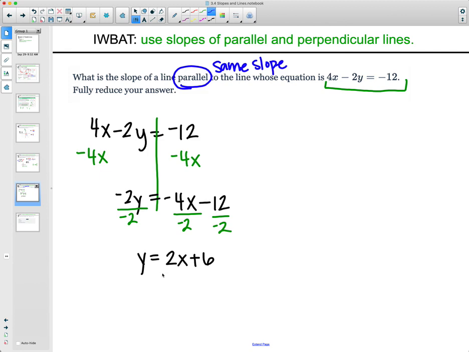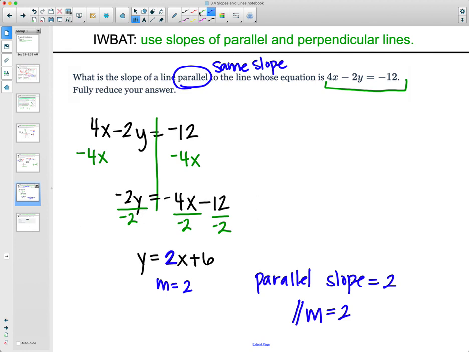So then we'll identify the slope here. Remember, the slope is the number in front of the x. So our slope of this line is 2. So a parallel slope is going to be the same, and it's going to be 2. Sometimes instead of writing parallel, I'll just draw those two lines that mean parallel. So parallel slope is 2.